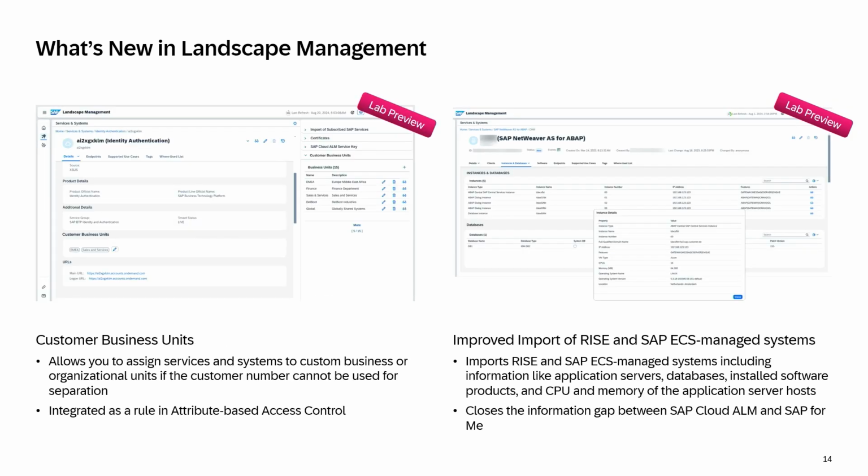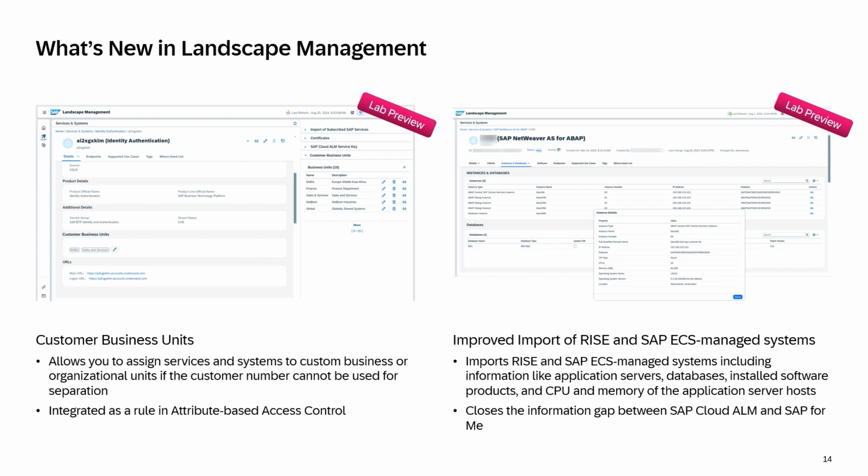What else are we working on? Customer business units. What does this mean? We have some customers where every single cloud tenant is under the same customer number. This means they have thousands of cloud tenants under the same customer number, and they told me, basically, Andrea, we have different business units. We have maybe teams in EMEA, the finance team, the sales and services team, and we want to separate them.